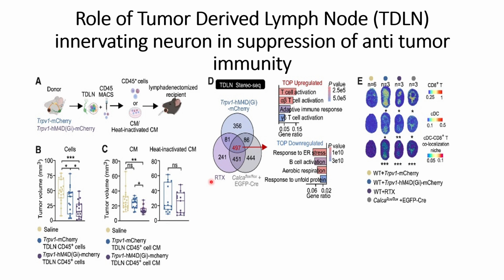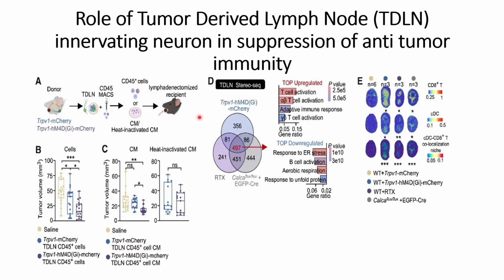And when they use the heat-inactivated conditioned media, they do not see a difference, even in the presence of the chemogenetic reagent, compared to the conditioned media. This indicates that proteins secreted from the immune cells, or from the tumor-derived lymph node containing immune cells, help in tumor suppression, and that can be inhibited by inactivating those proteins using heat. This is what they did in the inactivated conditioned media.